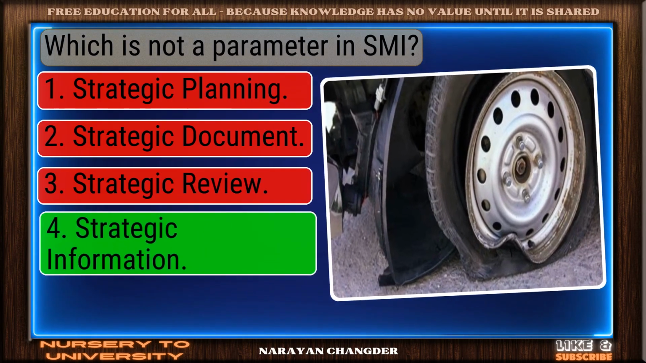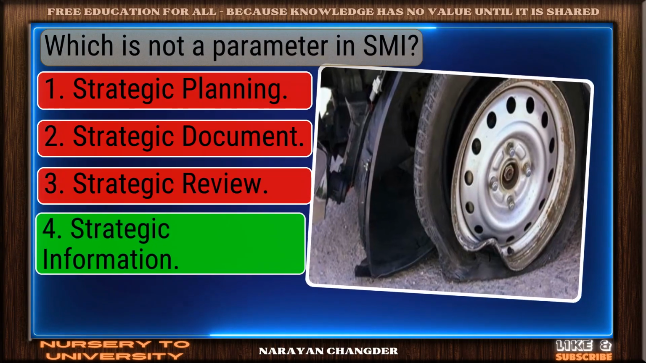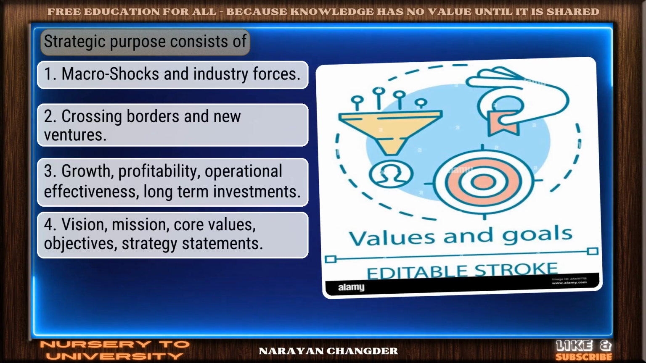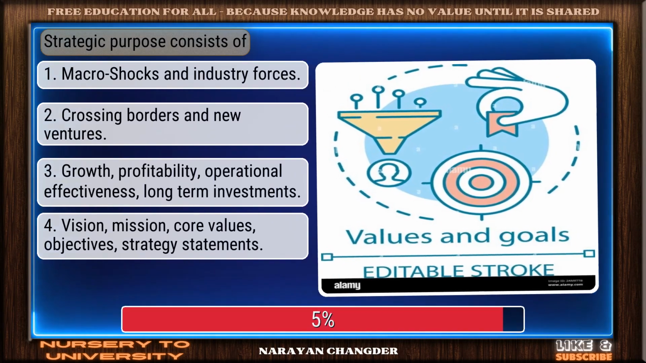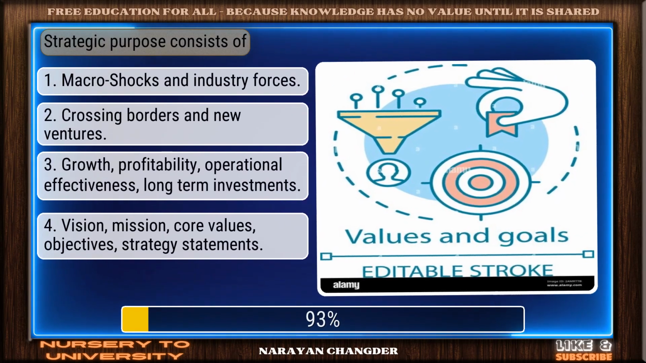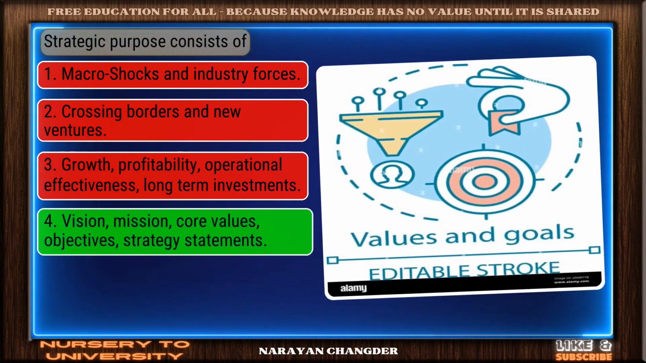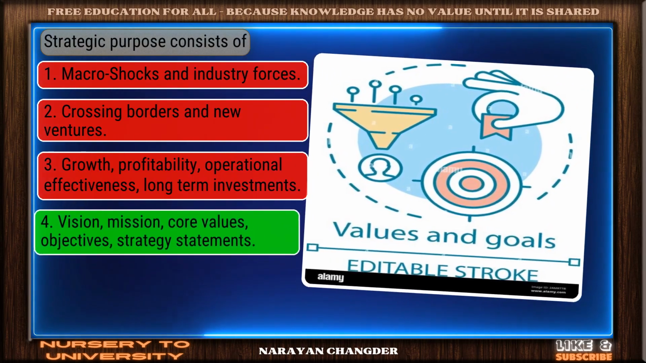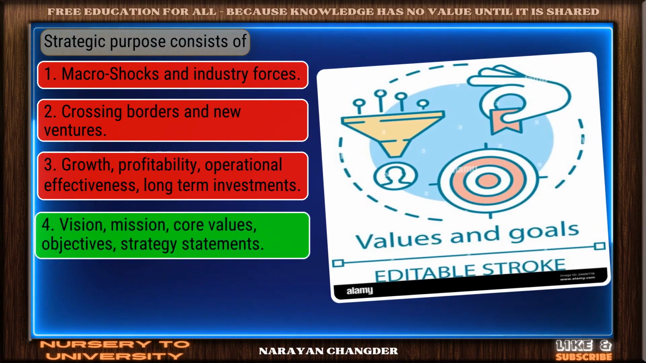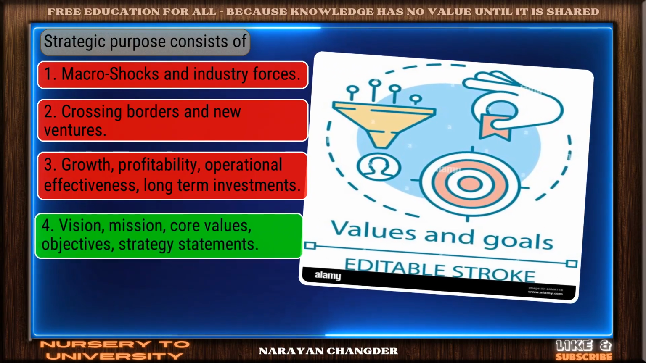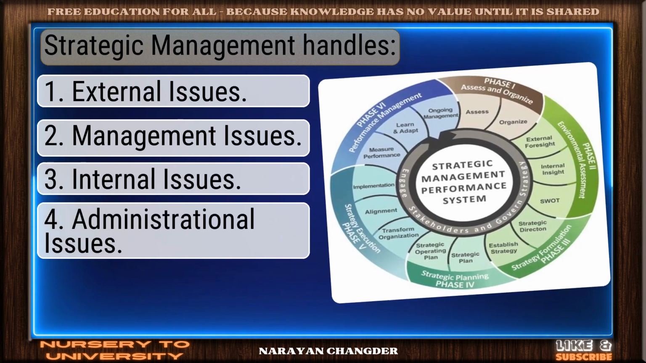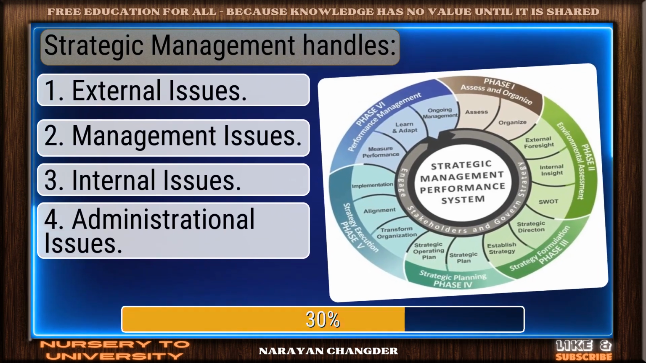Solid response. Strategic information is a valid choice. Strategic purpose consists of. Great job. Vision, mission, core values, objectives, strategy statements is the accurate answer. Strategic management handles.